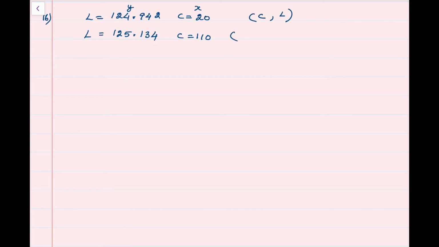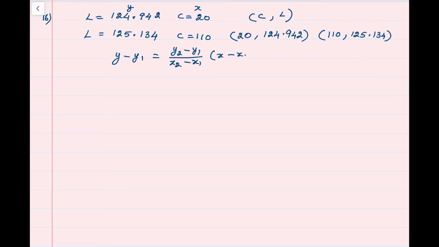The given 2 points are 20, 124.942, and the second point is 110, 125.134. 2 points are given, so we will use the 2-point form of a straight line, which is y minus y1 is equal to y2 minus y1 divided by x2 minus x1 times x minus x1. We will take the first point as x1 y1, second point as x2 y2, and x is C, y is L.